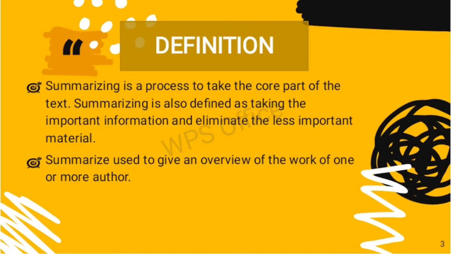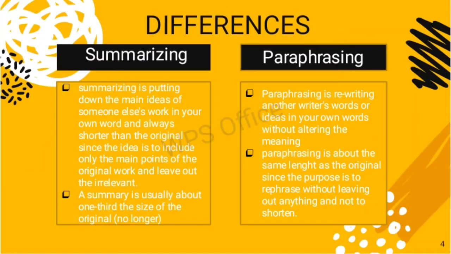One step that we can do is summarizing. Summarizing is taking the important information and eliminating the less important material. We can define summarizing as a process to take the main point or core part of the text. Summarizing is used to give an overview of the work of one or more authors or writers. With summarizing, it can help you to understand the main point and the overall shape of the more detailed original text.